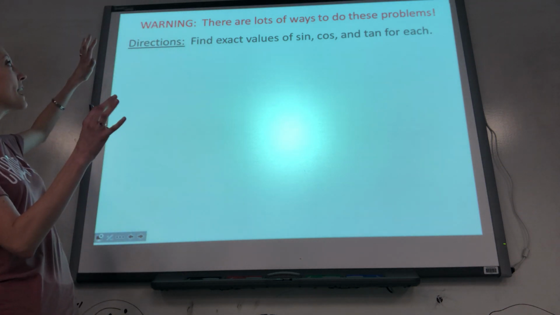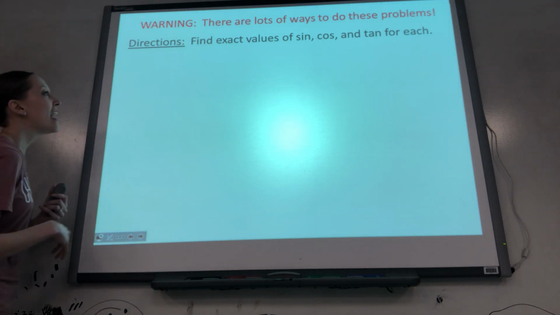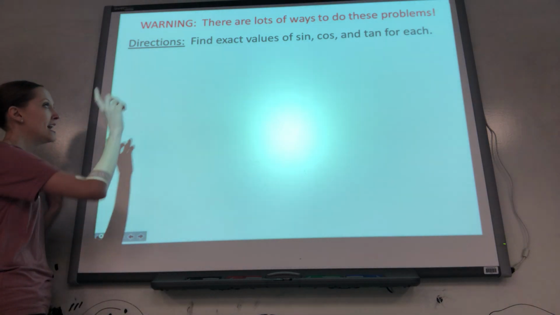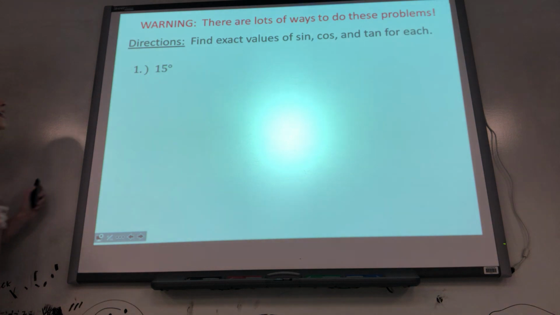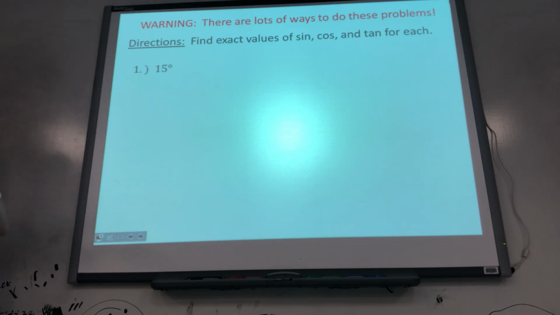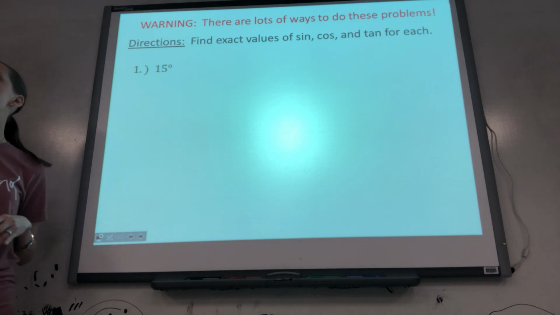I put this warning up here just to tell you that there are going to be lots of ways to do these problems. Now, I'll come back to that warning here in just a second. Let me show you why there are so many different ways that you could do these problems. If you look at example 1, all they're giving you is 15 degrees. Now, I have to find sine, cosine, and tangent of 15 degrees.